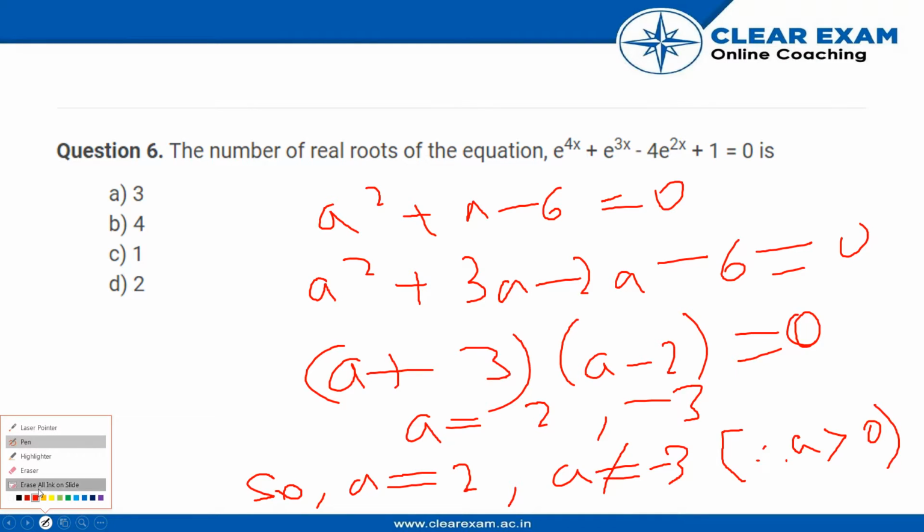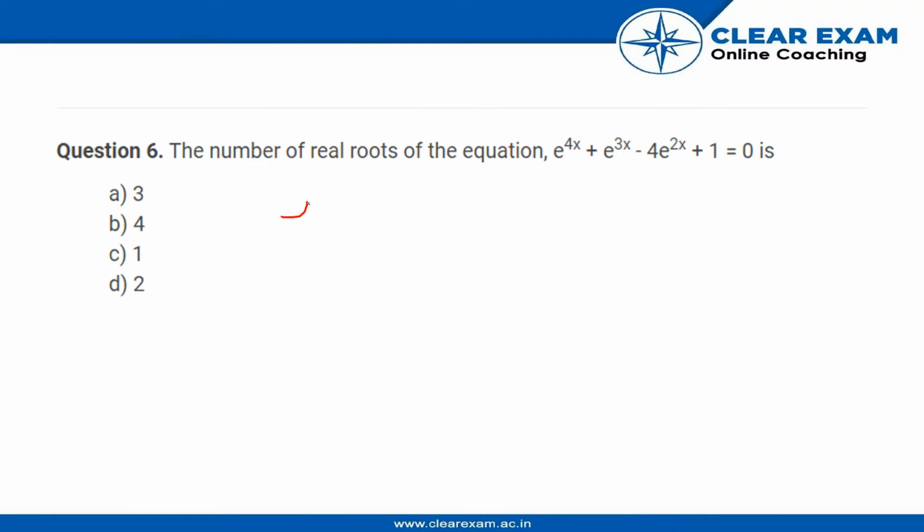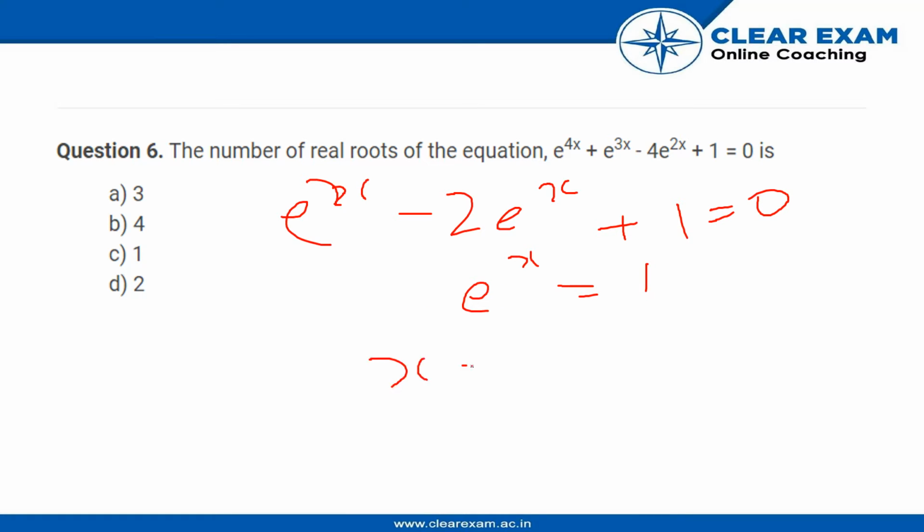So from our previous equation, e raised to power 2x minus 2e^x plus 1 equals 0. So e^x will be 1. So x equals 0 is our only solution, which is the only real root. Hence we can say 1 is the only answer.